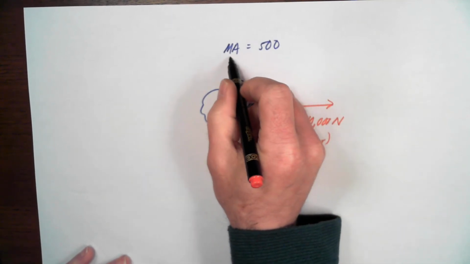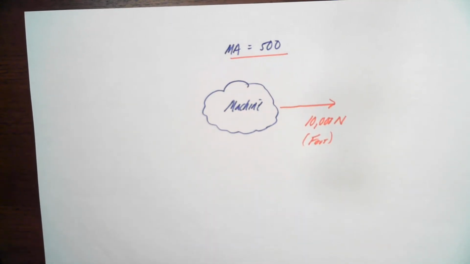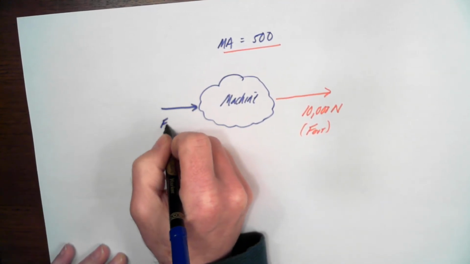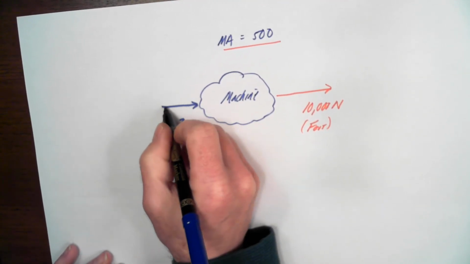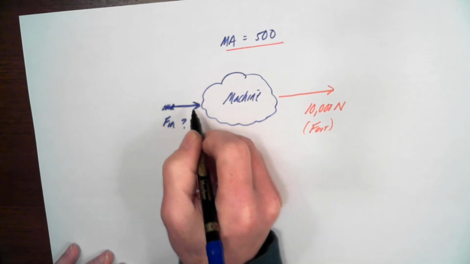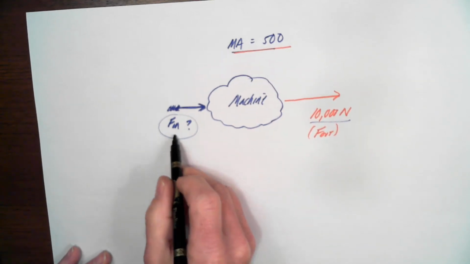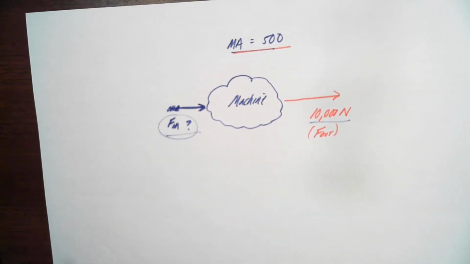You know you're going to get a mechanical advantage of 500, and the question is what is the required force in? Probably should be shorter, but anyway. So you need 10,000 newtons out. You know the mechanical advantage. What is the required force in?